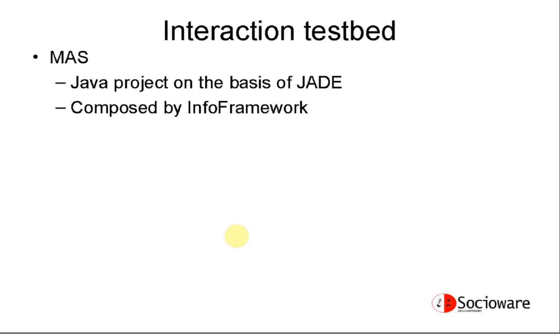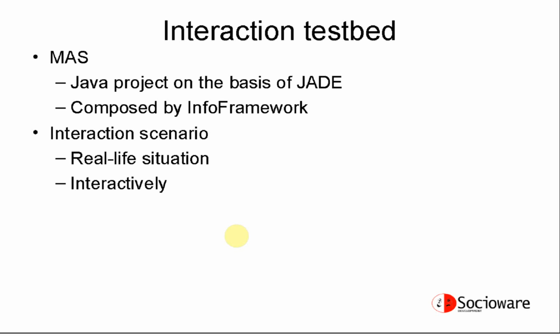For constructing interaction testbeds, we use the InfoFramework, a statistical framework for experimentation and rapid prototyping. Interaction scenarios simulate real-life situations to be explored with participation of interaction agents that model humans. The interaction scenarios can be defined interactively.